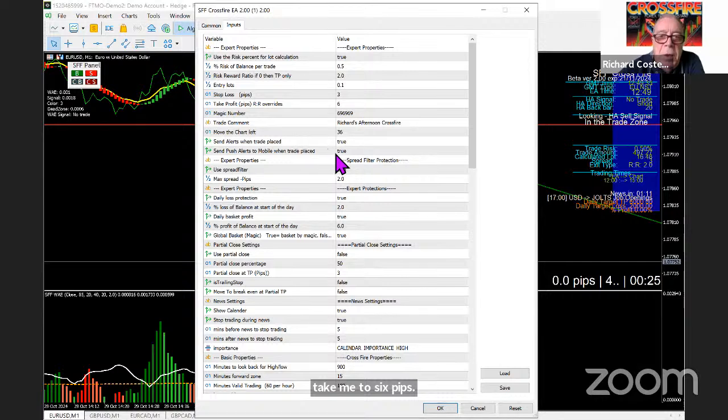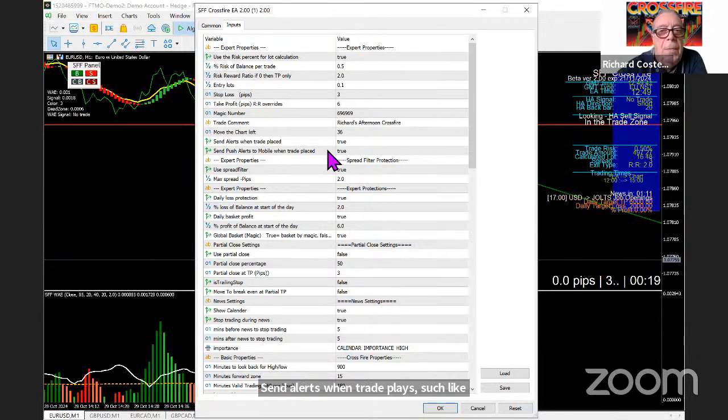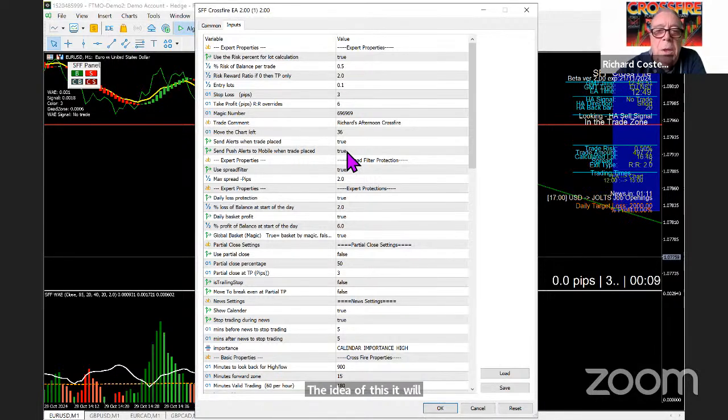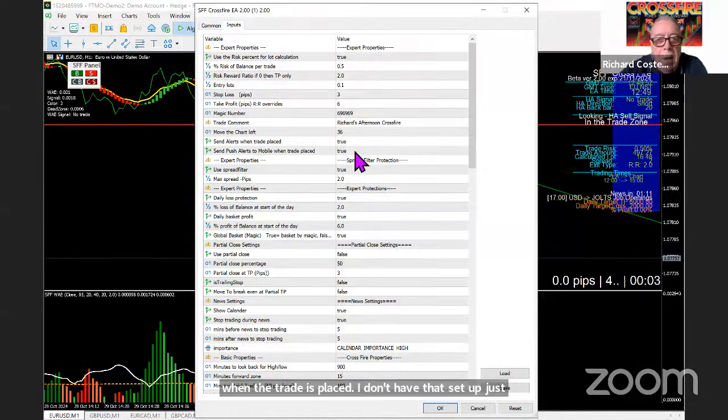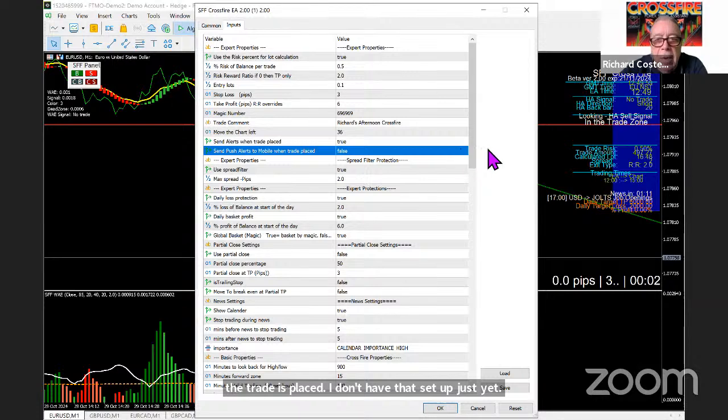Send alerts when trade placed. That's right. That's something new that Oliver's added. I don't think that's active yet, or maybe, I don't know. But this is the idea of this. It will send an alert to your mobile phone when the trade is placed. I don't have that set up just yet. I guess I should change that to false.